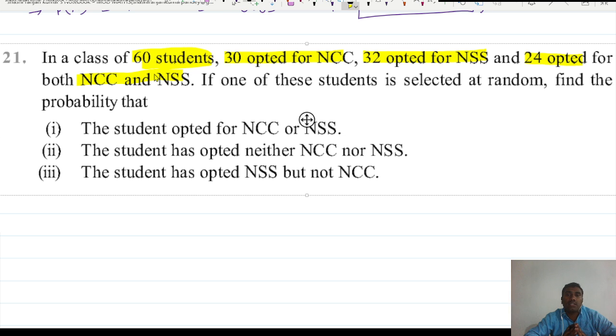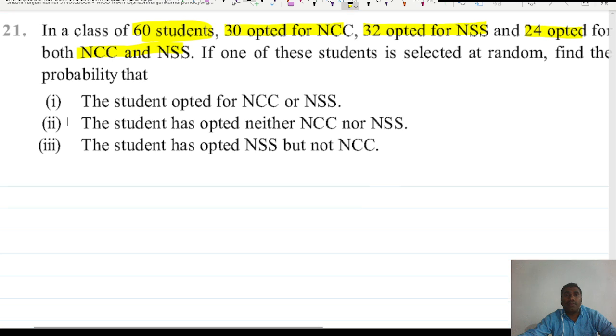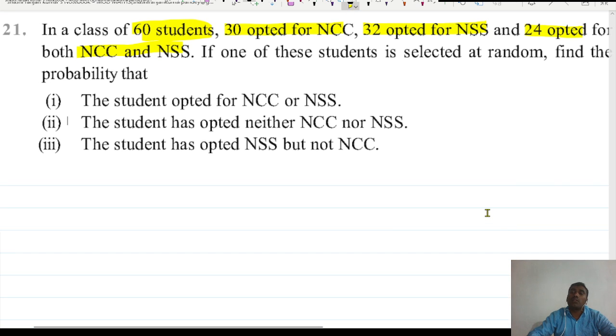So first of all, see what we need to do in such type of questions. It's very important if we can make the Venn diagram. If we can make the Venn diagram, then it's very easy to solve the question. Let us first of all make the Venn diagram.